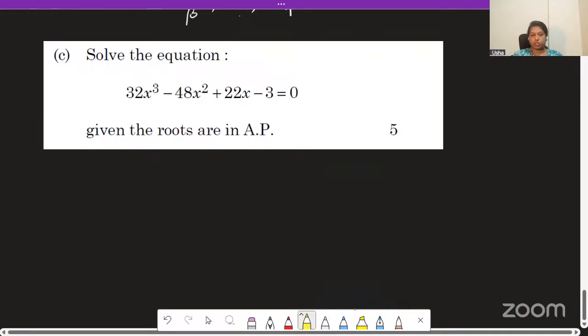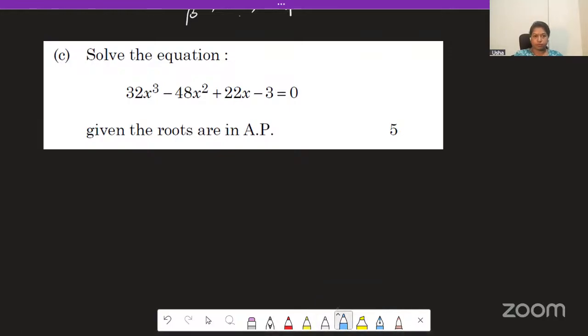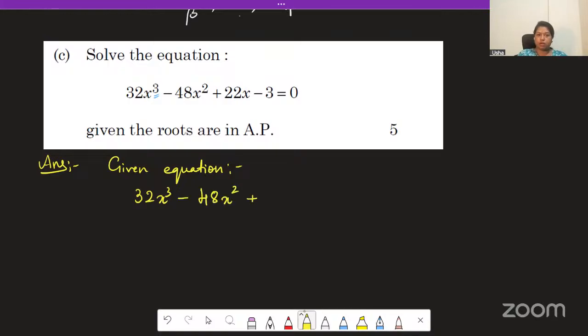This is a cubic equation because the highest power is 3, and they have given that the roots are in AP. So what's the assumption now? How do you present the solution? I'll write the detailed complete solution. For other problems, I'll just solve, I'll not write it in detail. So first write the given cubic equation: 32x cube minus 48x square plus 22x minus 3 equals 0. Mark it as equation number 1.